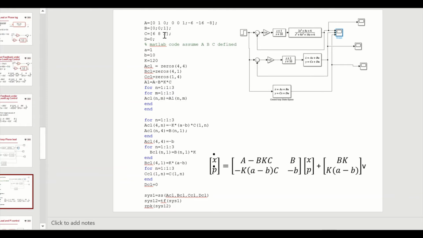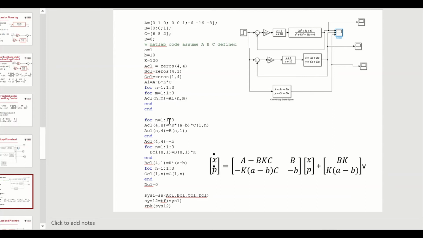So the first part now just sets up the transfer function here for us, in companion form. So that sets up the companion form state space equations. This time, 3 plus 1 is 4, so ACL is a 4 by 4, BCL 4 by 1, C 1 by 4. And the first part of A is A minus BKC, so that's going to be A1, that is A minus BKC. And then this goes into the first 3 by 3 elements. That's what that does there.